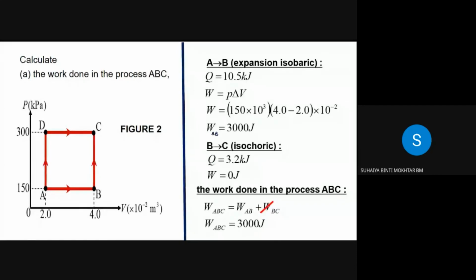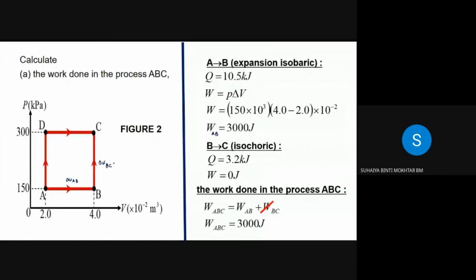And then B, what? Calculate the change in the internal energy of the gas in the process ABC. The same process ABC. Okay. Now calculate change in internal energy. So determine delta U AB and delta U BC.